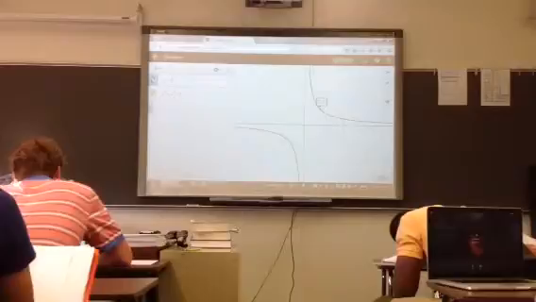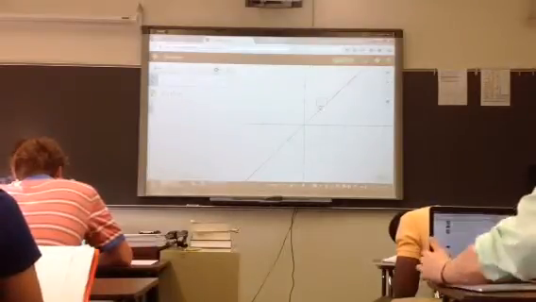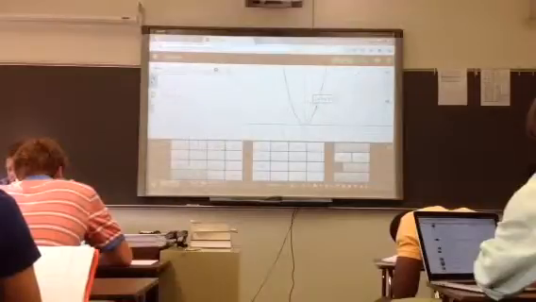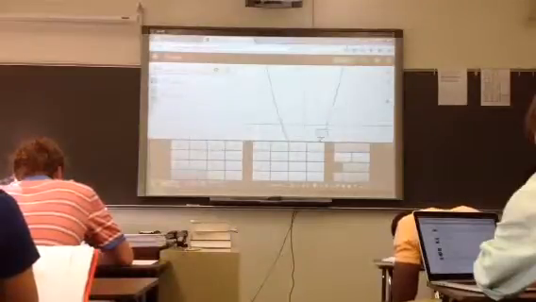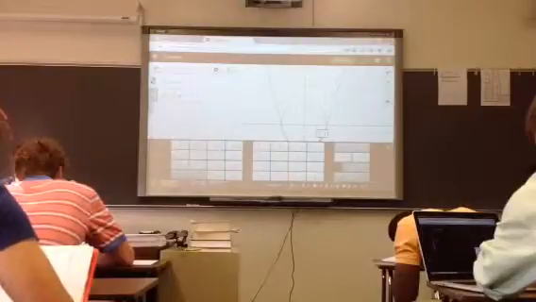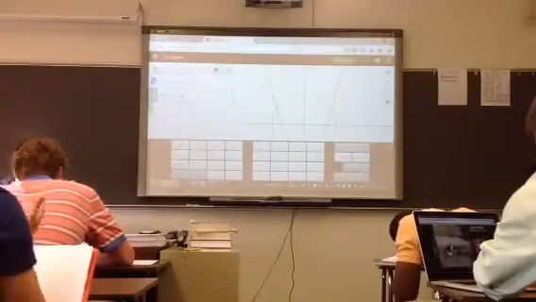The top one was x squared minus 2y equals, what was it, 8? And the bottom one was x squared plus 2y squared equals 16, correct? Yeah, that's what it is.